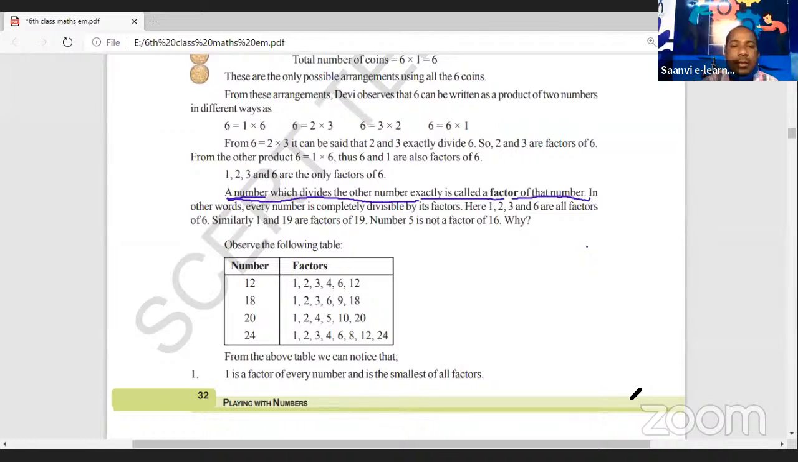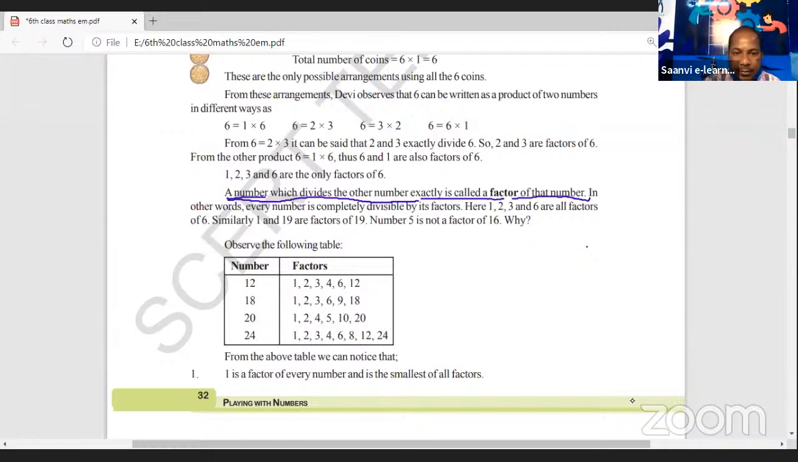Here, see, in this given table on page number 32, the number is given and the factors are given. So the number is 12. The factors of 12 are 1, 2, 3, 4, 6, 12. So if we check like this, we can check it also.